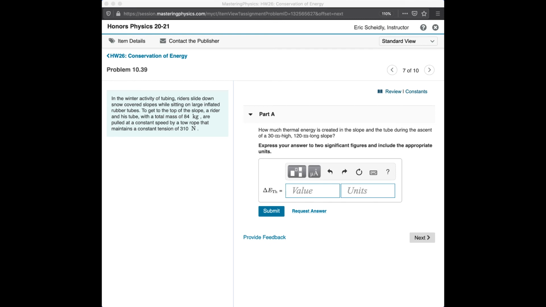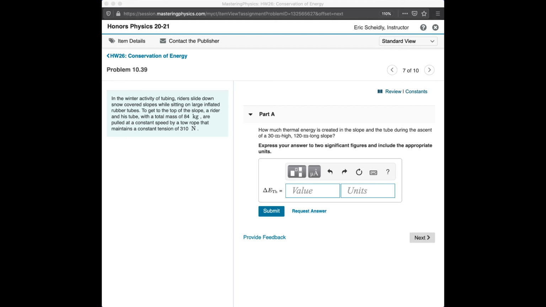Problem number 7 is probably the most complicated one in the assignment. Here I have some winter tubing that's going on. And I'm in a tube, and at constant speed, I'm going to get pulled up this mountain. I'm getting pulled up by a rope that exerts a force and therefore does work.